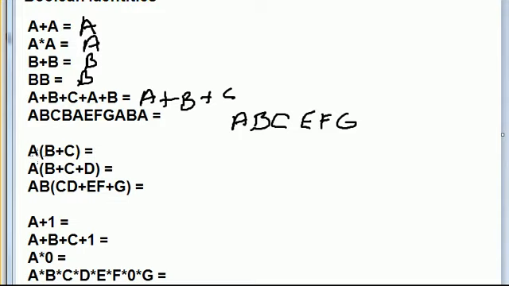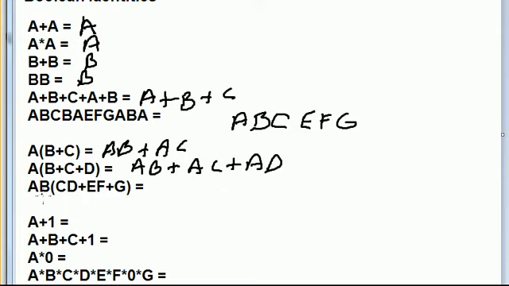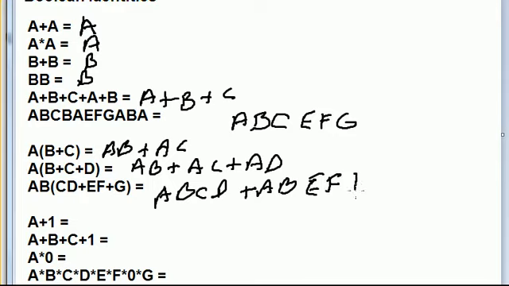But this is the distributive law, and you're going to use this one quite a bit. So the A distributes over the B and the C, so it simply becomes AB or AC. This would be AB or AC or AD. Here you have a complex expression on the outside. It still distributes over all of these, so you get ABCD or ABEF or ABG, and there's nothing more you can do to simplify that.